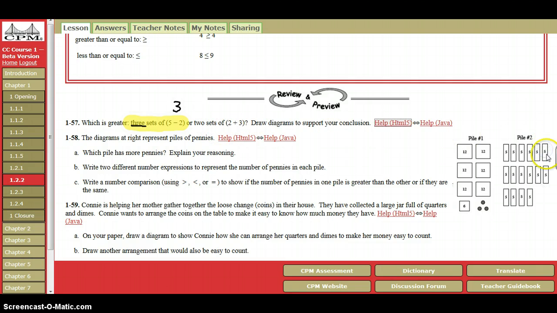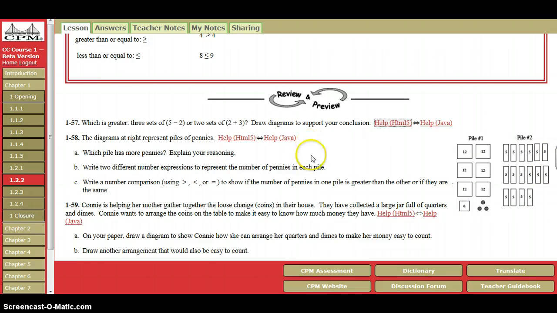If you're looking for an idea of diagrams, this is an idea of diagrams, okay? In pile 1, you have how many sets of 12? 1, 2, 3, 4, 5, 6. You have 6 sets of 12. That should help you figure out how to draw 3 sets of 3 or 2 sets of 2 plus 1. So you need to try and figure out which one is greater by drawing those diagrams. Pause that now and solve on your own. I'm going to be erasing my assistance for 157, and we're going to be moving on to 158.